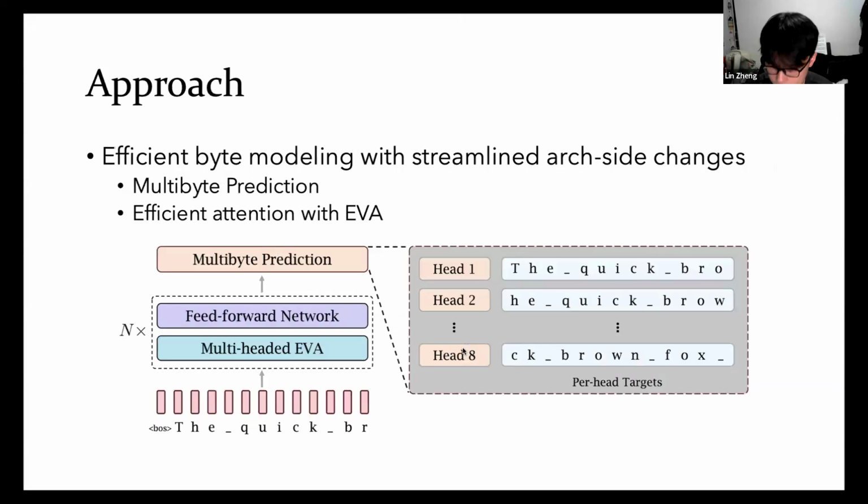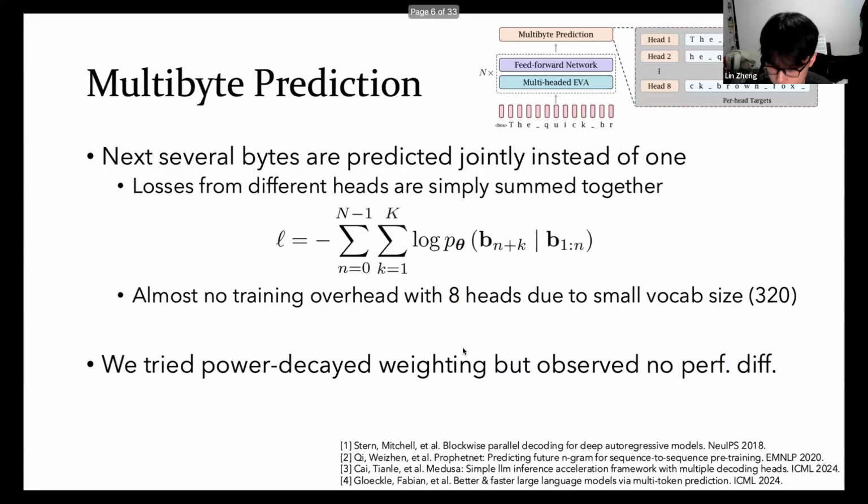We aim to address these challenges first, and our key idea is to alleviate these issues with a more streamlined, more efficient architecture. This architecture involves two components that we introduce to the existing transformer architecture. The first is a multi-byte prediction module built upon the transformer backbone, and the other is to replace the standard attention with a more efficient alternative called EVA. This is a high-level sketch of our approach, and we now dive into the details of each component.